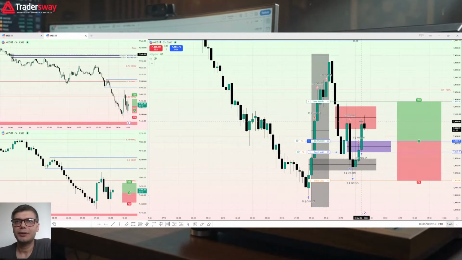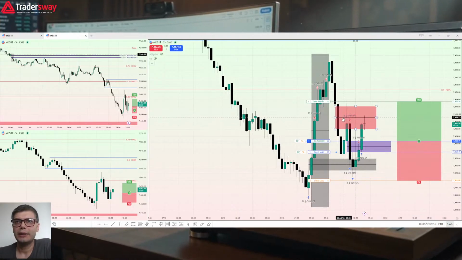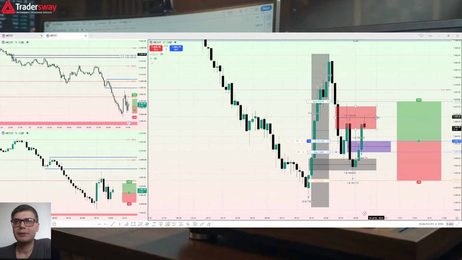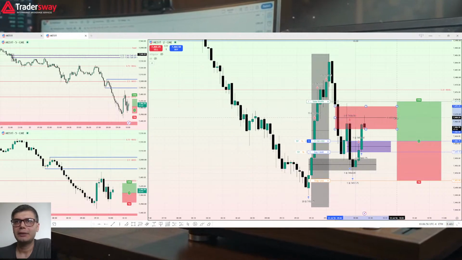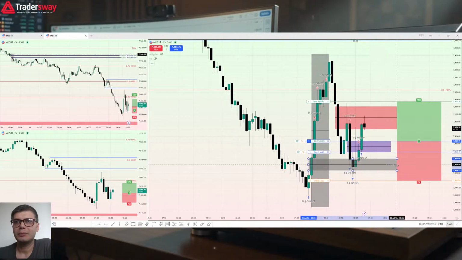That's a second wick into that fair value gap. Let's see if it can make it.